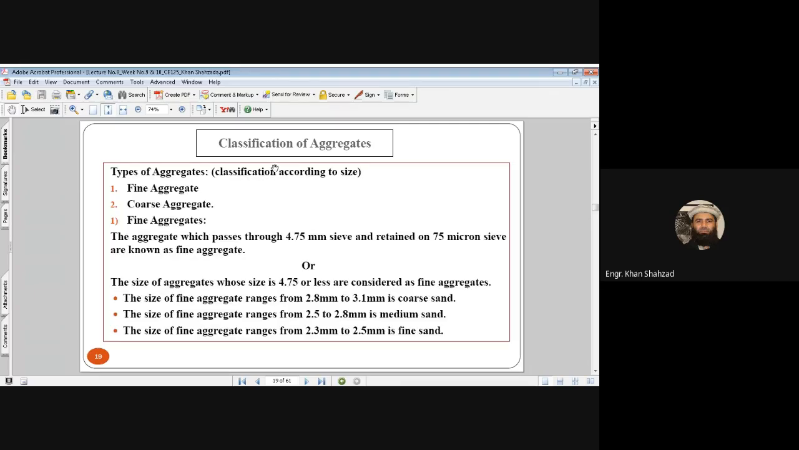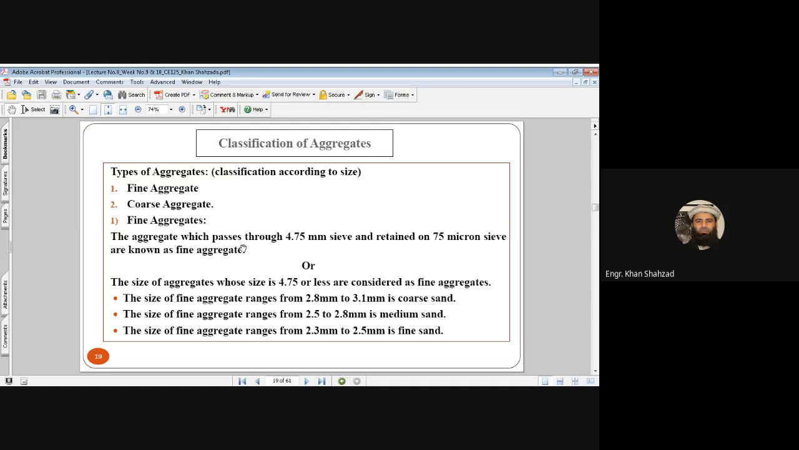Now, on the basis of size, how can we classify the aggregates? We can classify the aggregates into two types: one is the fine aggregate, and the other is the coarse aggregate. The aggregates which pass through sieve number 4, having a size of 4.75 millimeter, and are retained on sieve number 200, having a 75 micron size, are known as fine aggregates.